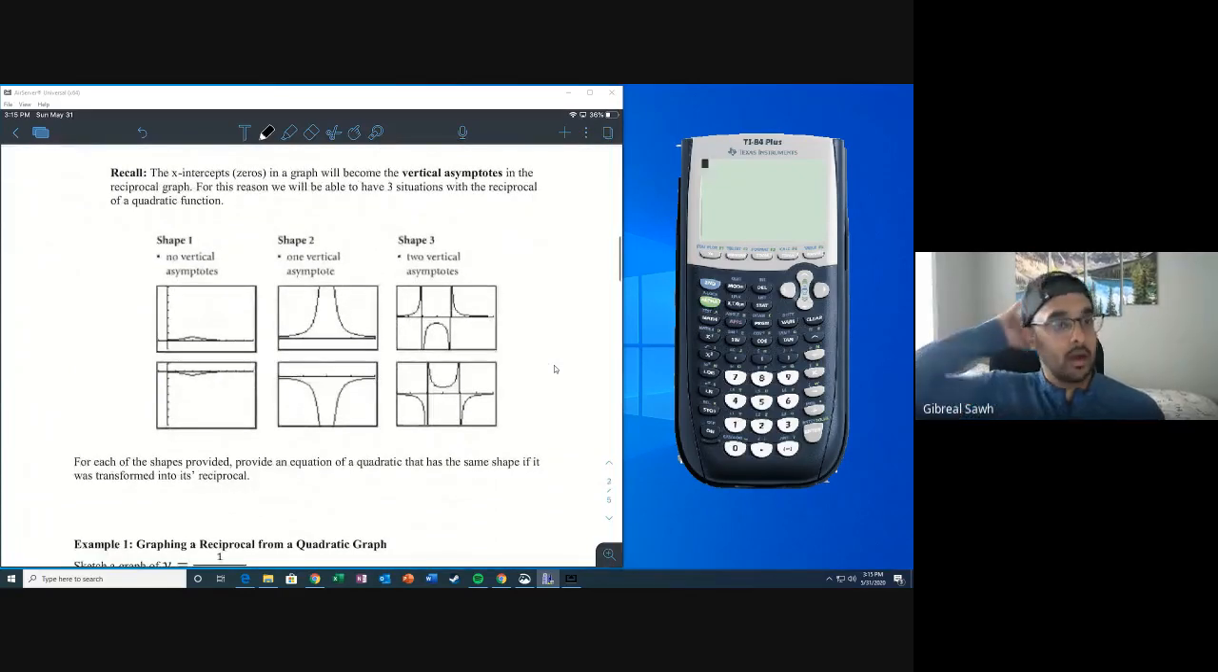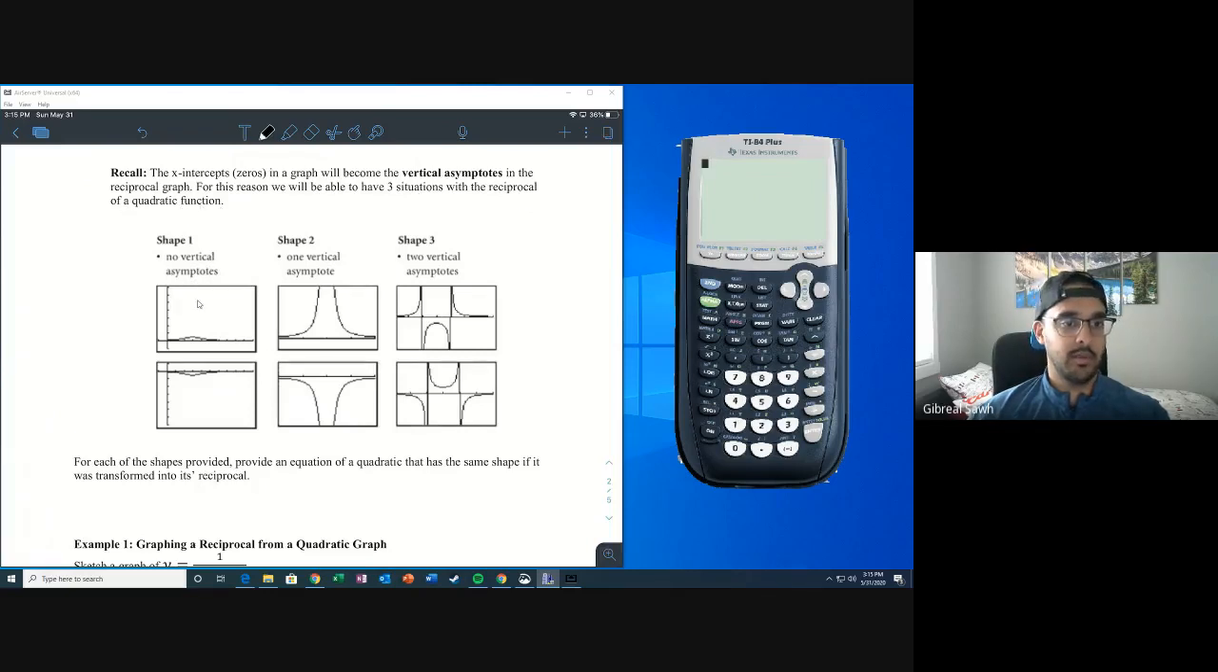So as a recall, the x-intercepts, or the zeros in a graph, those are going to become your vertical asymptotes, because when I take the reciprocal, I'm not going to be able to do it. It will give me an answer that doesn't exist. Okay, for this reason, we could have 3 situations with the reciprocal of a quadratic.